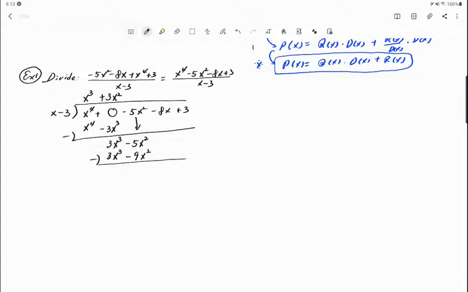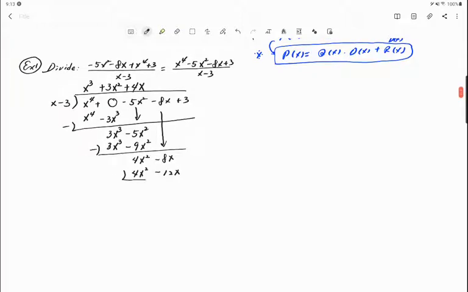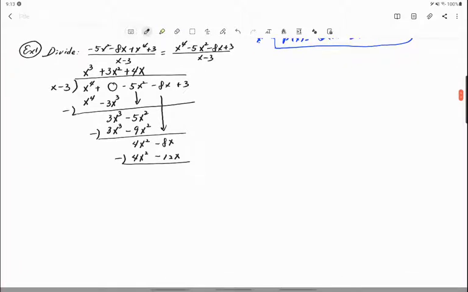The next one is negative 5 plus 9, which is 4x squared. Then bring the next term down. Do the same thing. So x times what becomes 4x squared? So we need 4 and x. So there will be 4x squared. Then multiply the next one, so negative 12x. And then subtract. Top minus bottom. So negative 8 plus 12 is 4x.